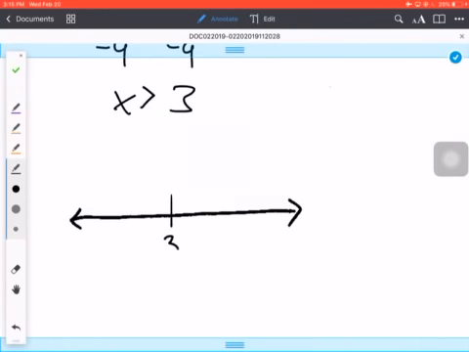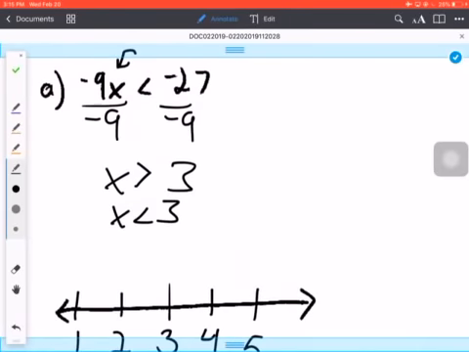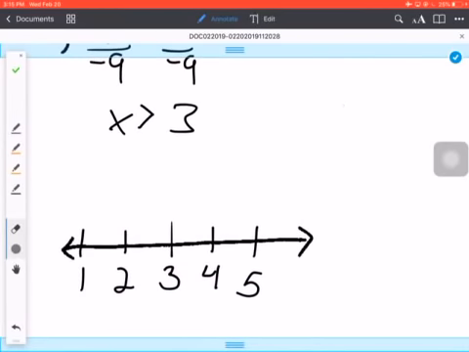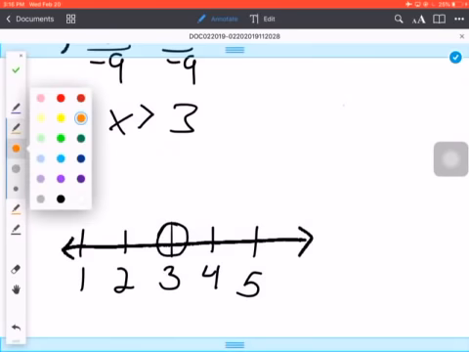So on my line here now, I have 3, 4, 5, here's 2, and here's 1. If I don't flip this inequality and leave it like this, 0 is less than 3, which is true, but 0 is not less than negative 27, which is why that's not okay. So starting at 3, it has an open circle because it's greater than, and because it's greater than, I'm going to be going off in this direction.